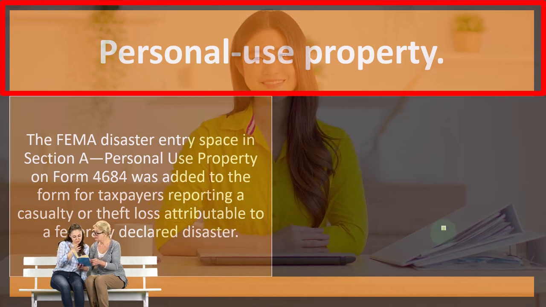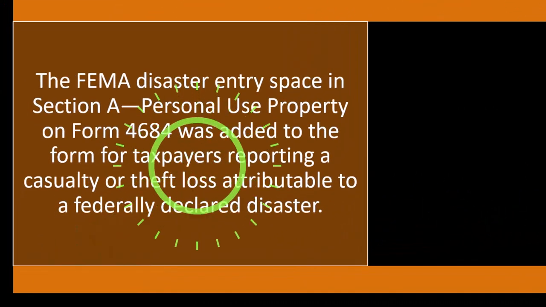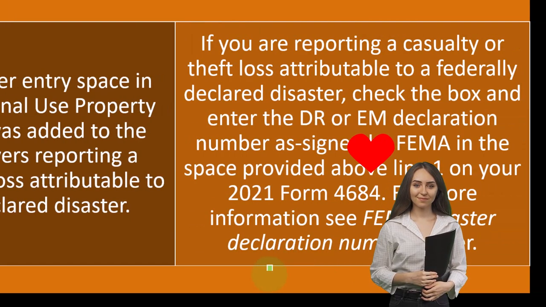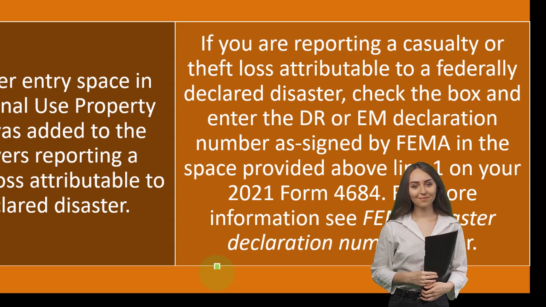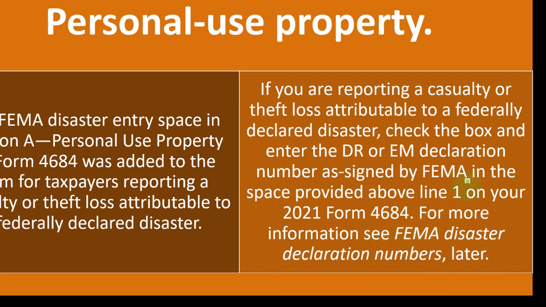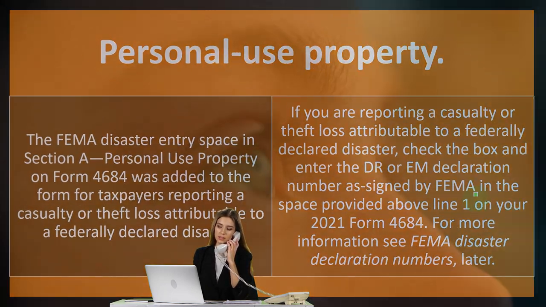Personal property. The FEMA disaster entry space in Section A, personal use property, on Form 4684 was added for taxpayers reporting a casualty or theft loss attributable to a federally declared disaster. So if you are reporting such a loss, check the box and enter the DR or EM declaration number assigned by FEMA. How it generally works is FEMA determines whether it's a federal disaster, and then you have the FEMA code, and you can look up and make sure it is indeed a federally declared disaster.